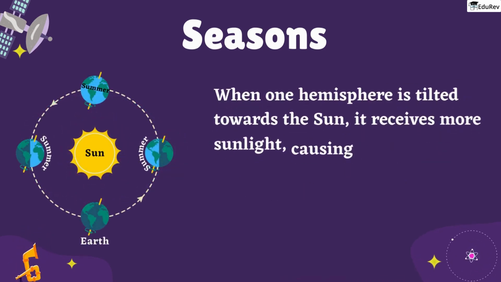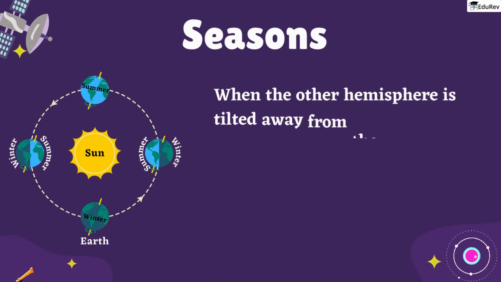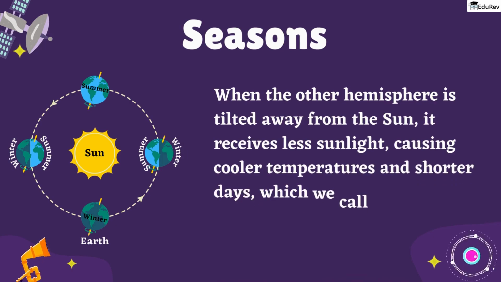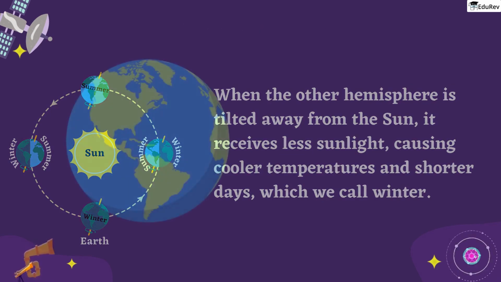When one hemisphere is tilted towards the sun, it receives more sunlight, causing warmer temperatures and longer days, which we call summer. And when the other hemisphere is tilted away from the sun, it receives less sunlight, causing cooler temperatures and shorter days, which we call winter.